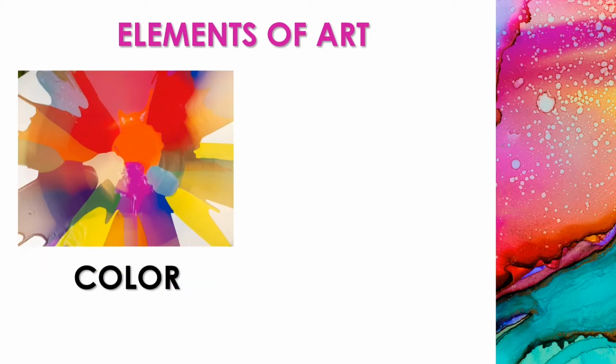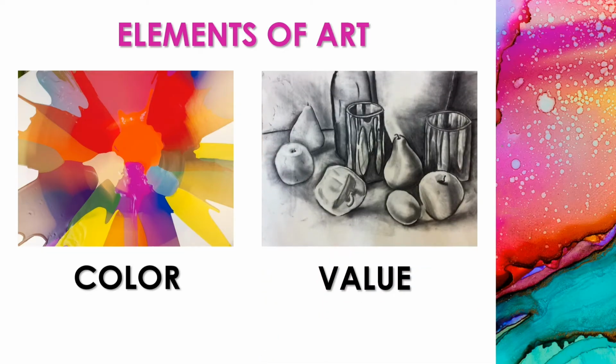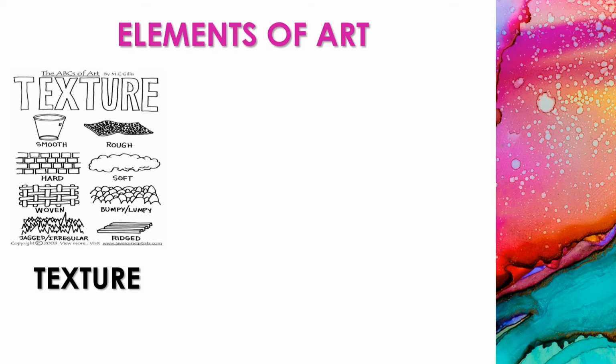Next one we have is color. It is the light reflected off of objects. It has 3 characteristics: hue, or the main property of color; value, or how light or dark it is; and intensity, or how bright or dull it is. Next one is value. It is the degree of lightness or darkness of an artwork. We also have texture. It is the surface quality that can be seen and felt. It can be rough, smooth, soft, or hard.